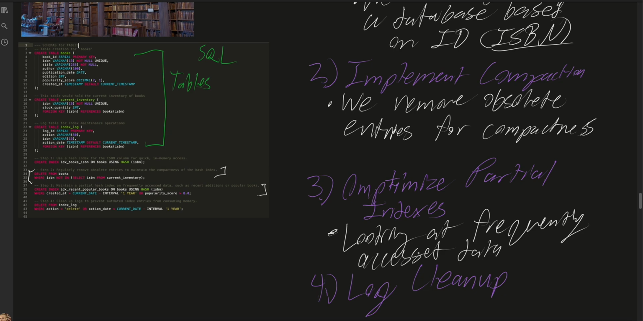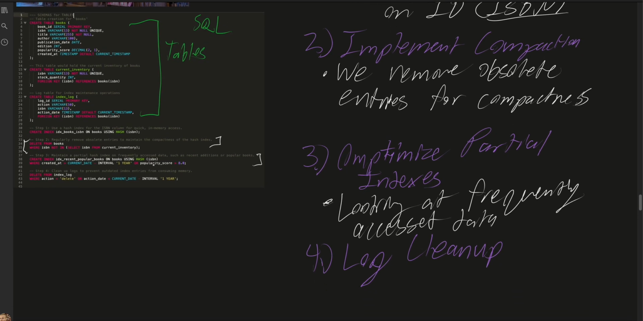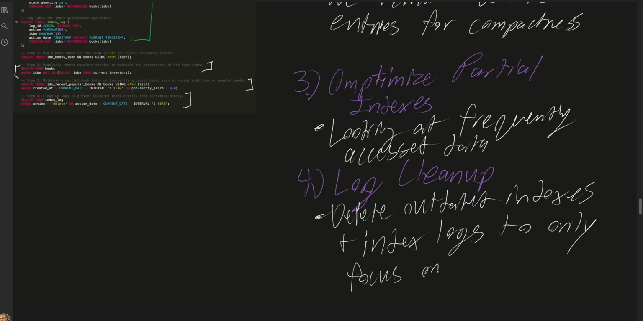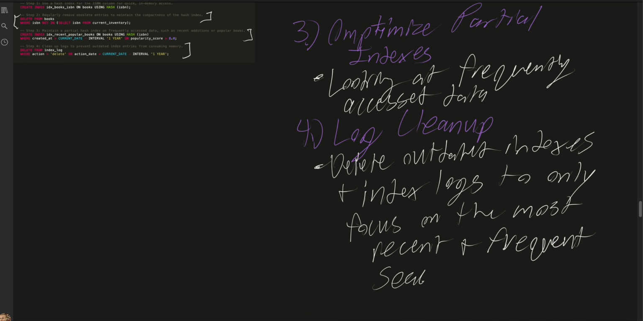And then whenever we are doing the log cleanup, we clean up the logs to prevent outdated indexes from consuming memory. And so when we have done so, it's sort of like how step 2 and 4 are already coinciding with each other. So we delete outdated indexes and index logs to only focus on the most recent and frequent search data via hash indexes.